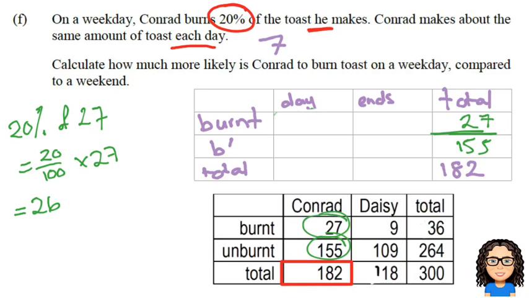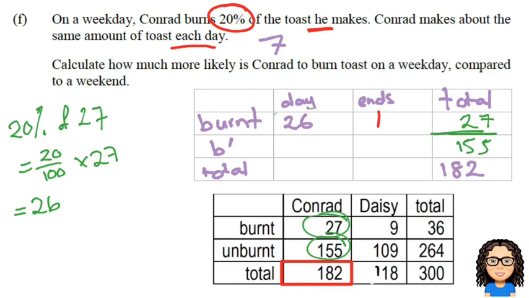So the chance that he is burnt and it's a weekday, that chance is 20%, so that's going to give us 26 pieces of toast that are burnt on a weekday made by Conrad. So now I can add up, well, if 26 is that number, then the next number here must be a 1 to add up to 27. So I can do that.